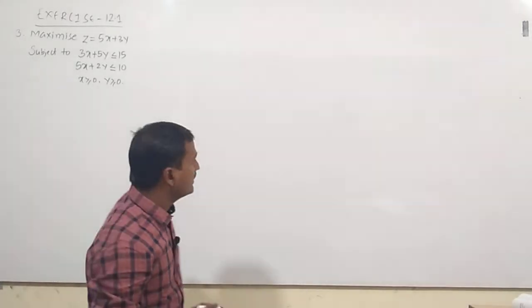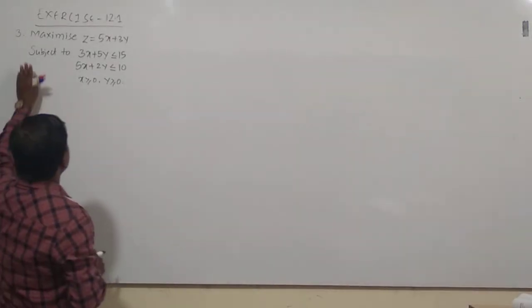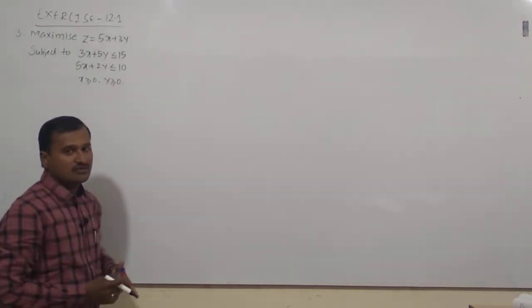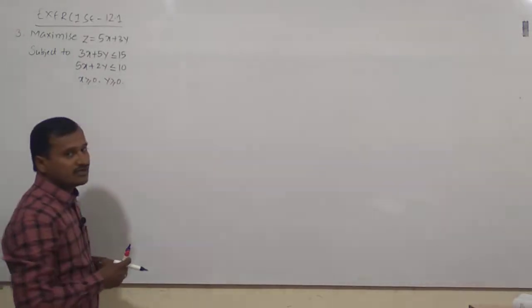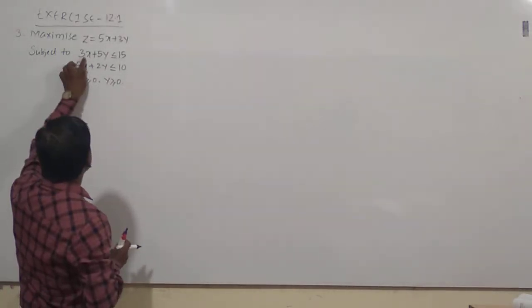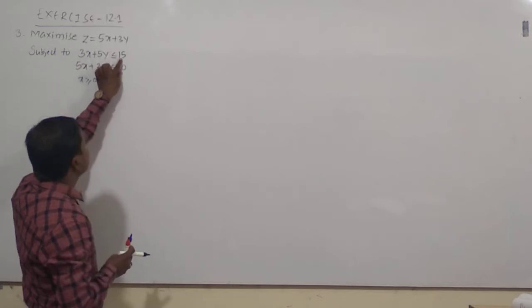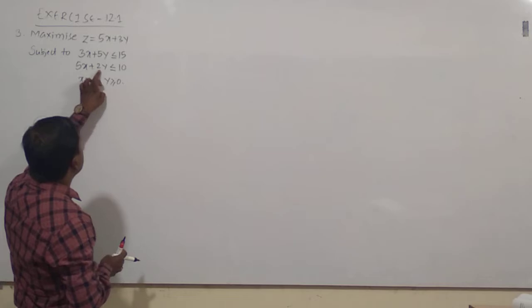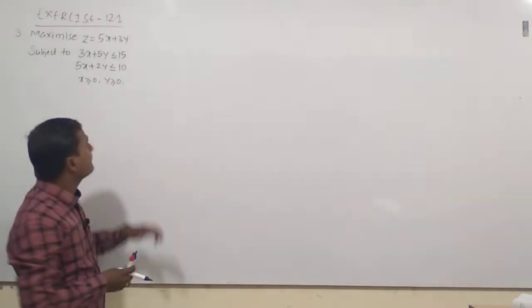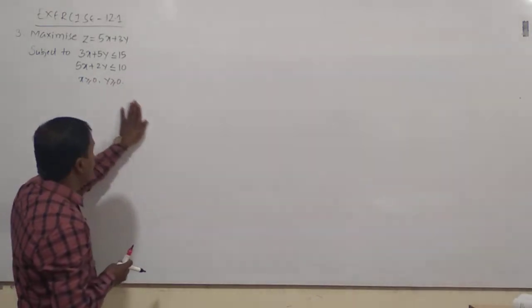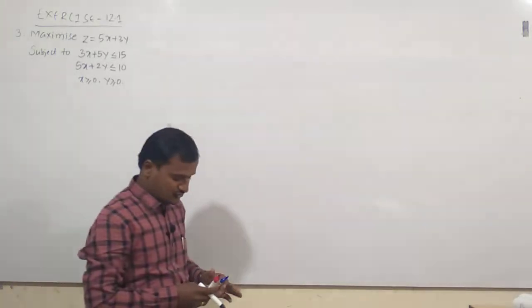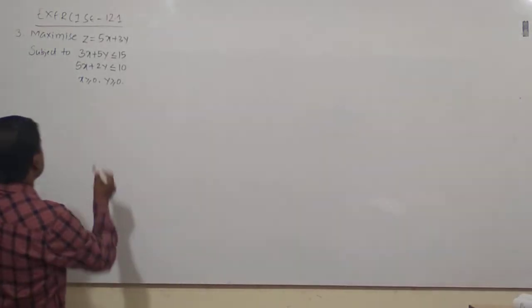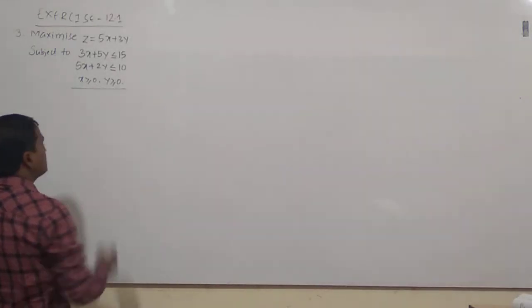In the third question, maximize z equal to 5x plus 3y subject to the conditions 3x plus 5y less than or equal to 15, 5x plus 2y less than or equal to 10, and x more than or equal to 0, y more than or equal to 0. So these are called non-negative constraints.